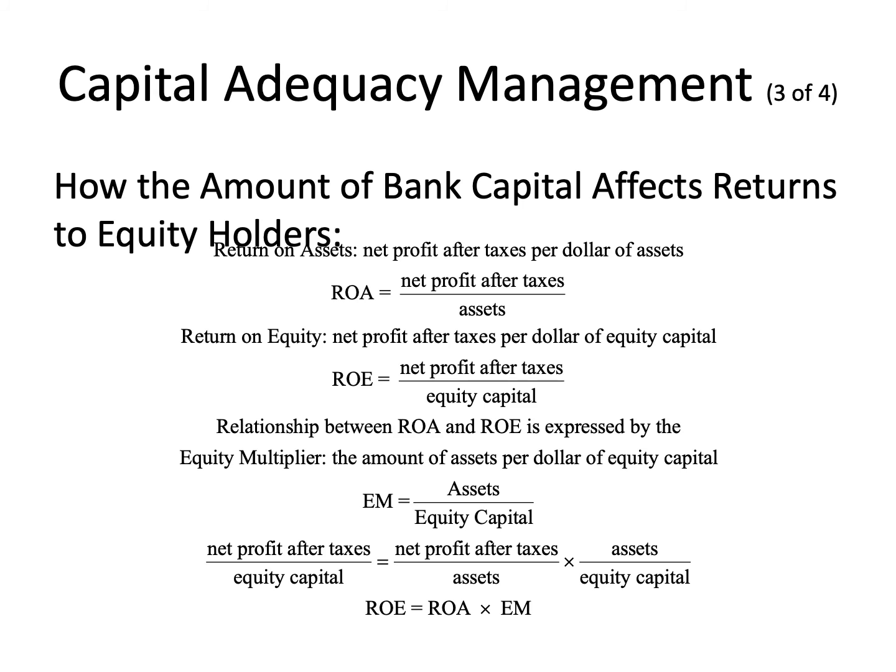So net profit after taxes divided by equity capital is net profit after taxes divided by assets multiplied by assets over equity capital. So the return on equity is the return on assets multiplied by the equity multiplier. I suggest you look at some banks, look at their reporting accounts and make some calculations.